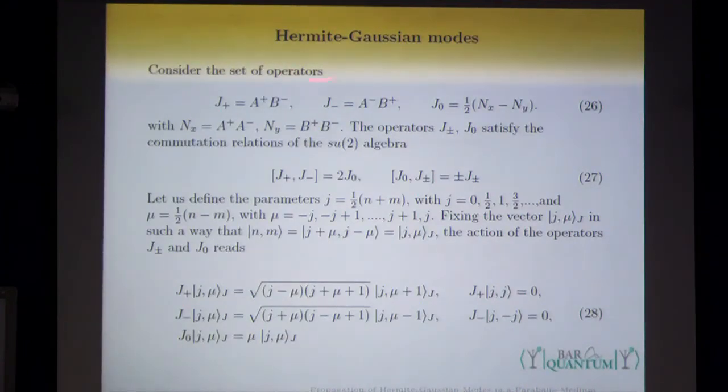So for that we define this set of operators again as a combination of the A and B operators, and they satisfy this commutation relation. To analyze the action of these operators onto the Hermite Gaussian beams, we define again new labels. In this case, they are G and mu. In this way, we can find that they satisfy the algebra of SU2.